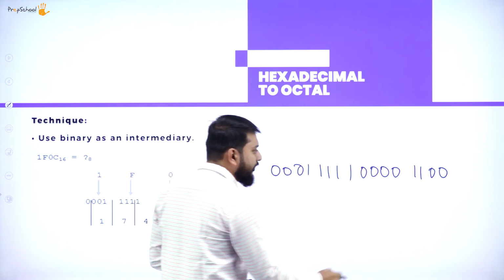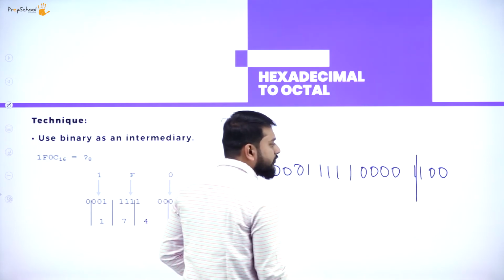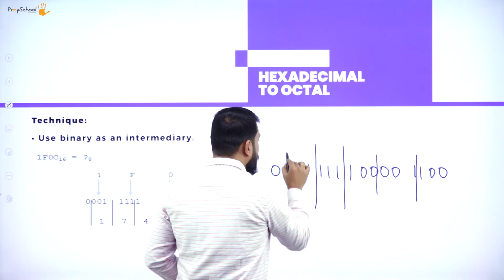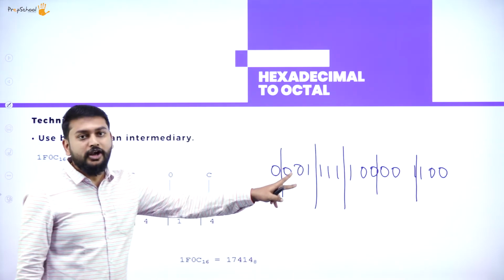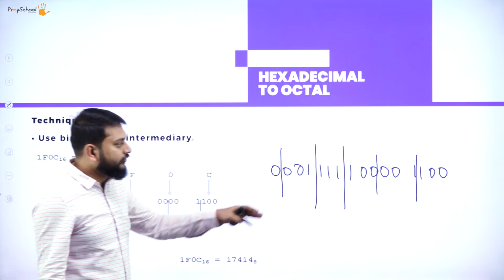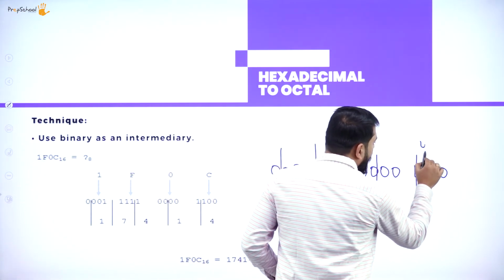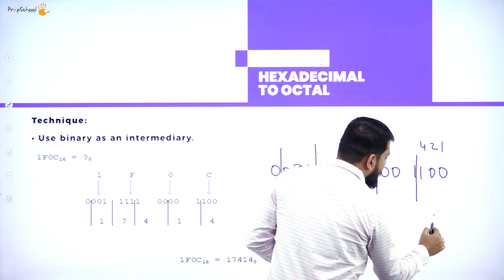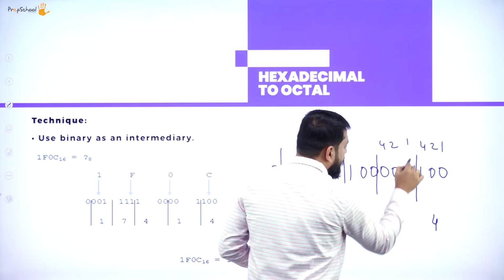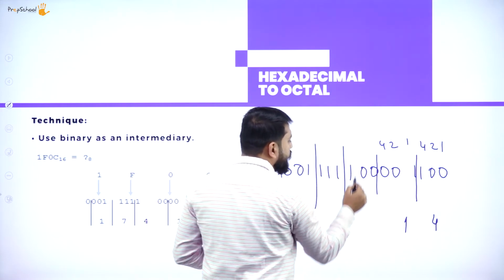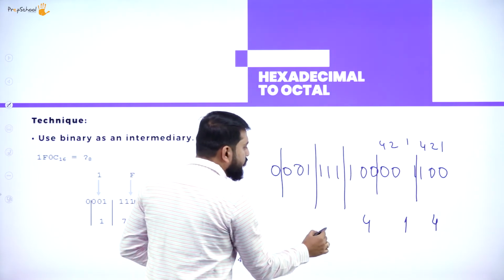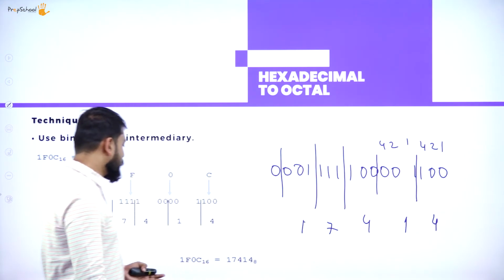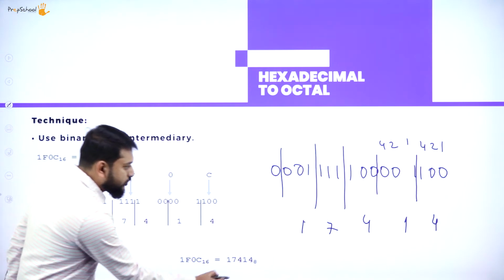So what do you have to do? You have to group it, right? You have 1 here. I'm grouping it into 3 bits. If I use 421 code, what is the value of this? I have 4. If you use 421 again here, what is the value? 1. If you use 421 again, you have 4. If you use 421, guys, 7, and you have 1. All right, so this is the number that I will get. So please observe the answer.